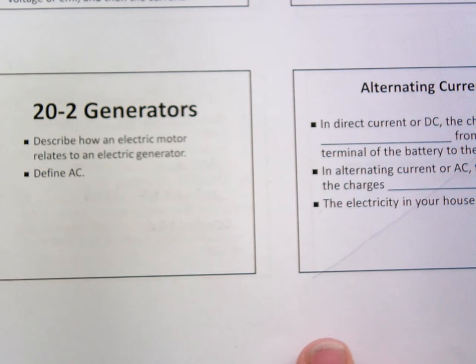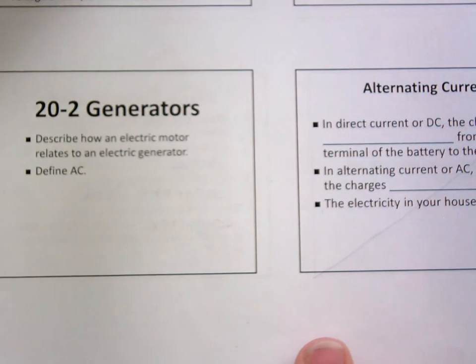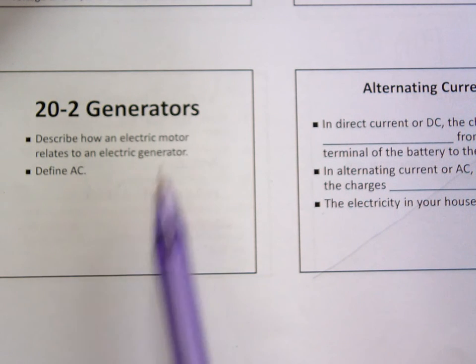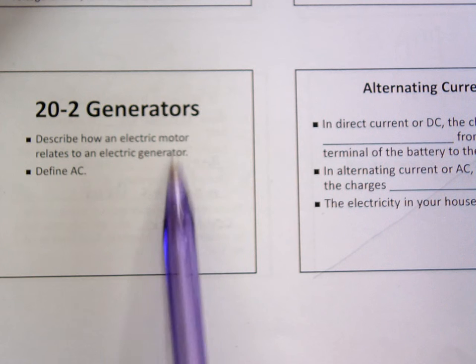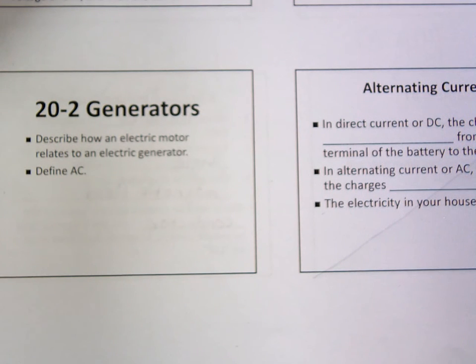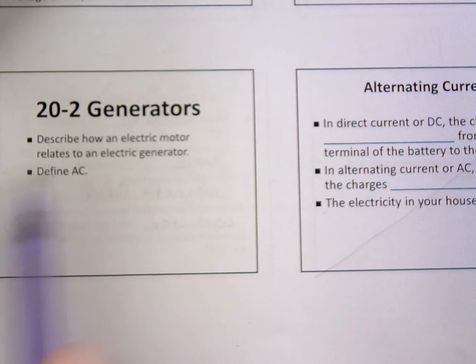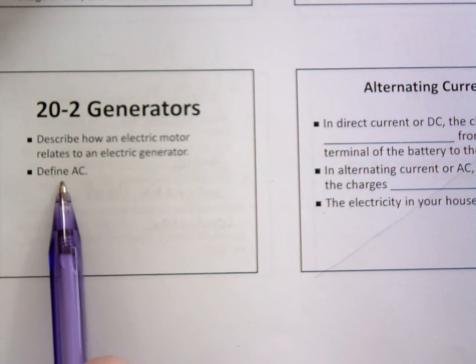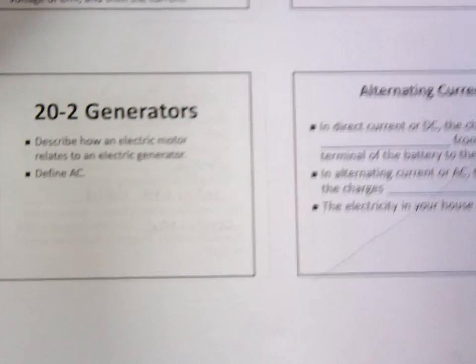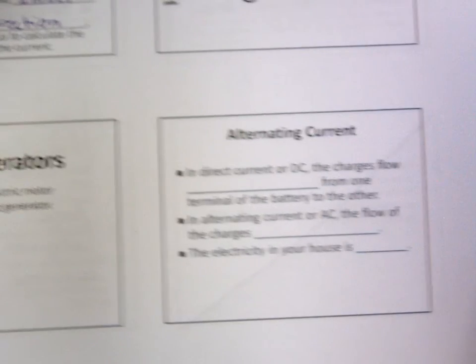In this video, we're going to be looking at generators. We're going to be looking at motors versus generators, some of the similarities and differences between them. We're also going to talk about alternating current, which we've already talked about in our previous chapter, but we are going to go back and revisit what that is.